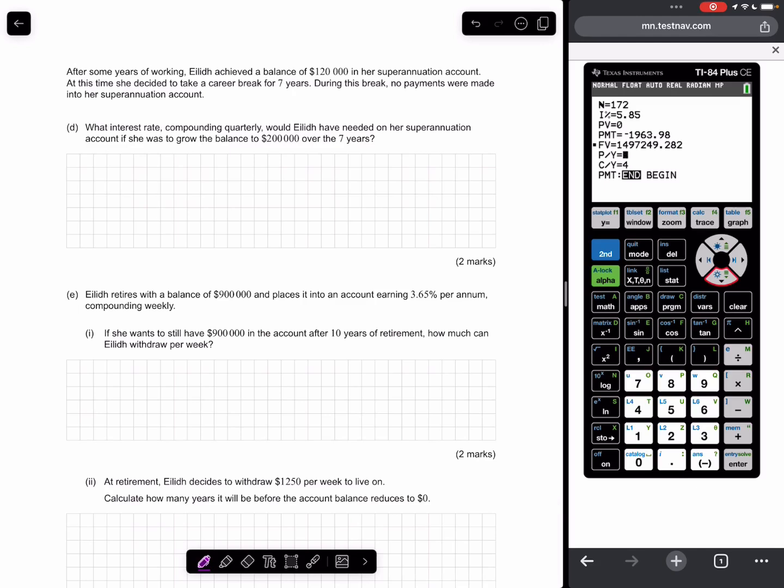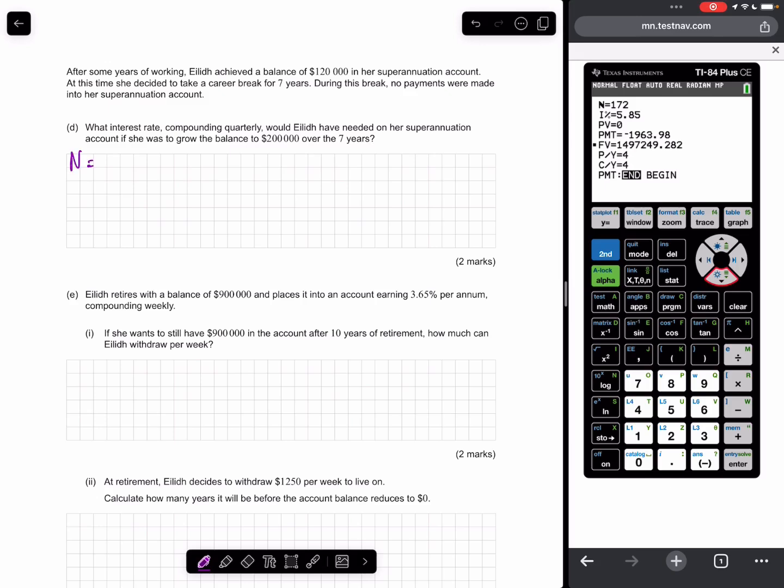After some years of working, Elite achieved a balance of $120,000 in the super account. At this time, decided to take a career break for 7 years. During the break, no payments were made into the super account. What interest rate, compounding quarterly, would Elite have needed on her super account if she was to grow the balance to $200,000 over the 7 years? So it didn't make any payments. So it's just going to increase according to the superannuation rate, which we're trying to find.